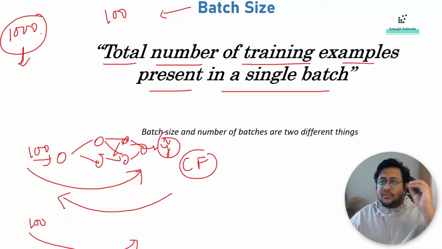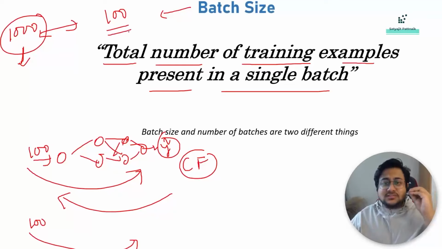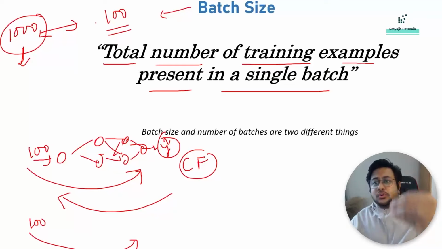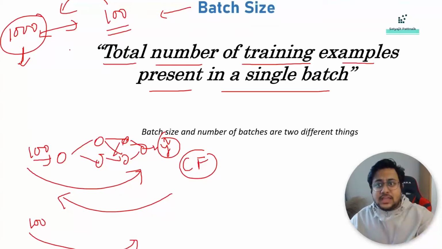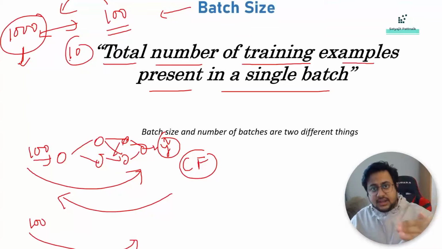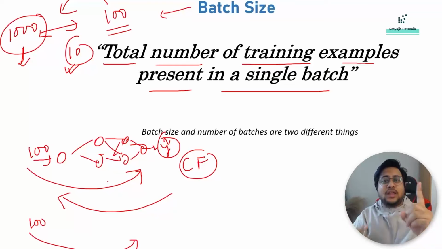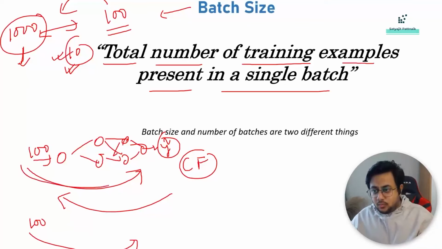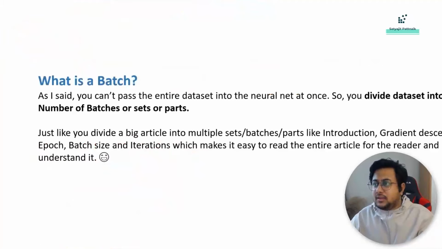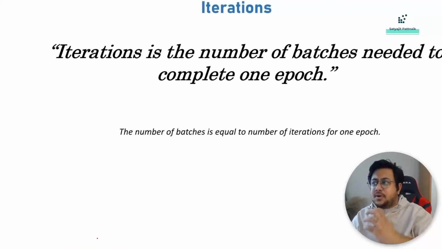Now, if your training set is 1000 and your batch size is 100, how many times do you want to run to complete one full training cycle? 10. Training set length divided by batch size, 10 times. So 10 times forward pass, backward pass, forward pass, backward pass, that is one epoch. Now this 10 times which happens, one time, this is nothing but an iteration. Iterations is the number of batches needed to complete one epoch.